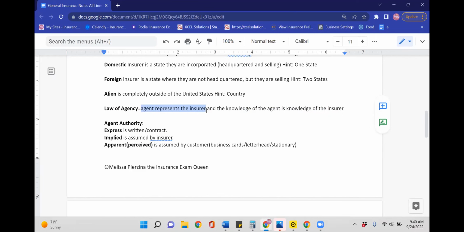Talking a lot takes my voice out. Okay. So the agent represents the insurer. What that means is, if I'm working for State Farm, I have State Farm on my polo. I've got State Farm on the front of my building. I work for State Farm. I represent State Farm. When a customer looks at me, they see State Farm. The agent represents the insurer, which also means I'm seeking the best interest for the insurer. I answer to them, not the customer.